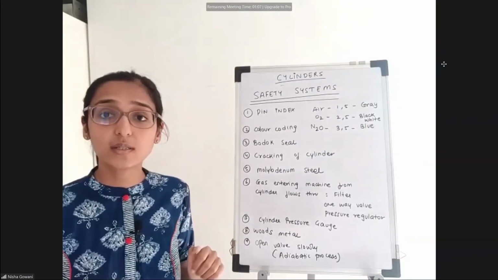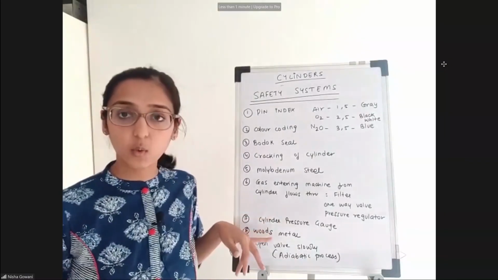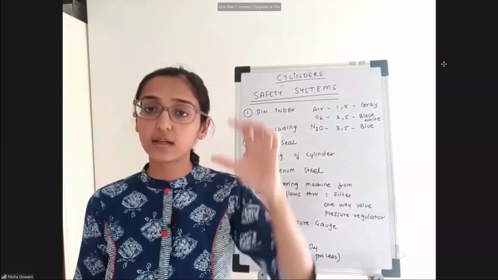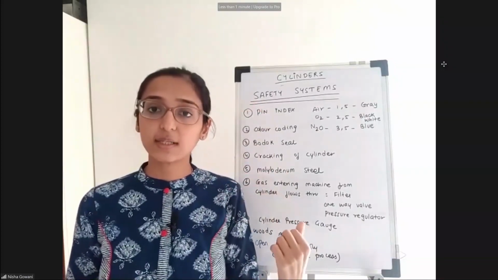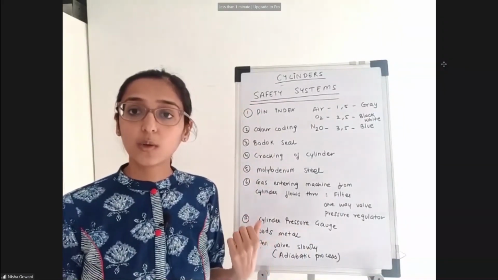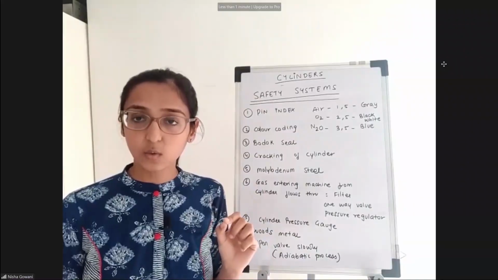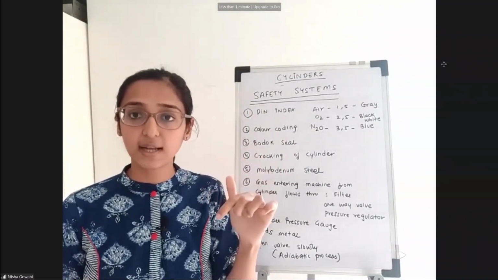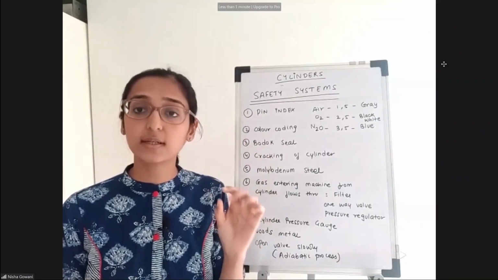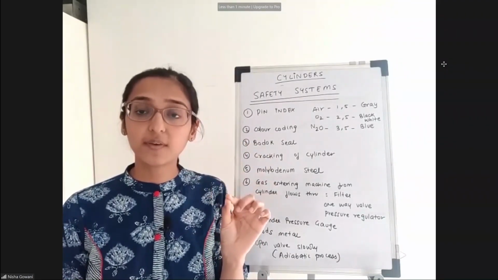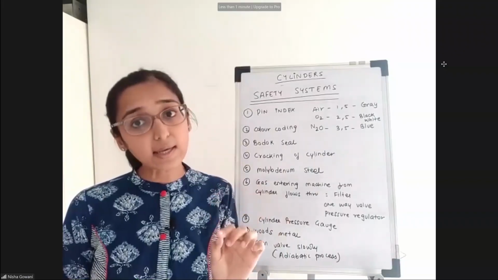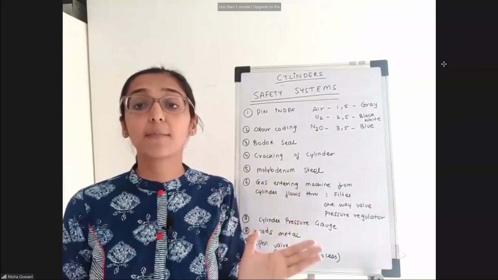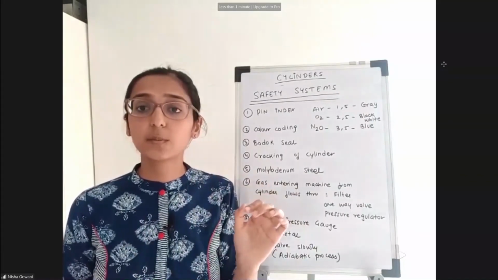Then we have the Wood's metal. This is a material that is present between the cylinder and the valve. Wood's metal will prevent any leaks from the point of attachment of the valve to the cylinder. And if the temperature becomes very high and pressures also increase, this Wood's metal will melt.